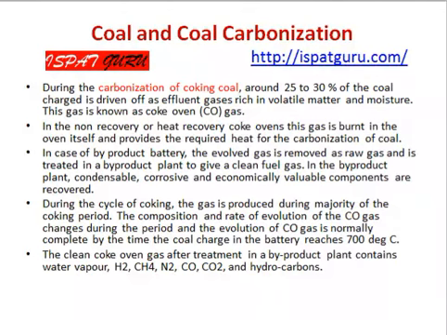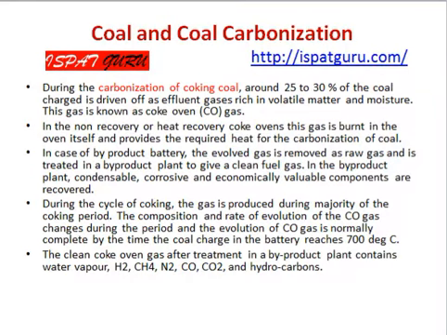During the carbonization of coking coal, around 25 to 30% of the coal charge is given off as effluent gases rich in volatile matter and moisture. This gas is known as coke oven gas. In the non-recovery or heat recovery coke ovens, the gas is burned in the oven itself and provides the required heat for carbonization of coal. In the case of a byproduct battery, the evolved gas is removed as raw gas and is treated at a byproduct plant.